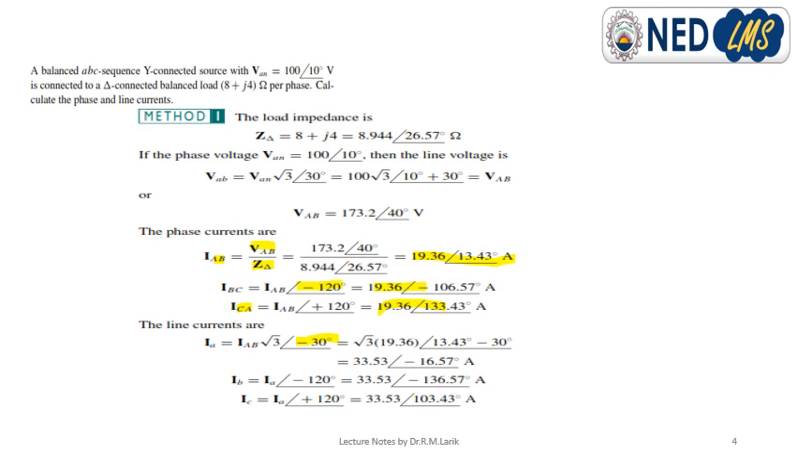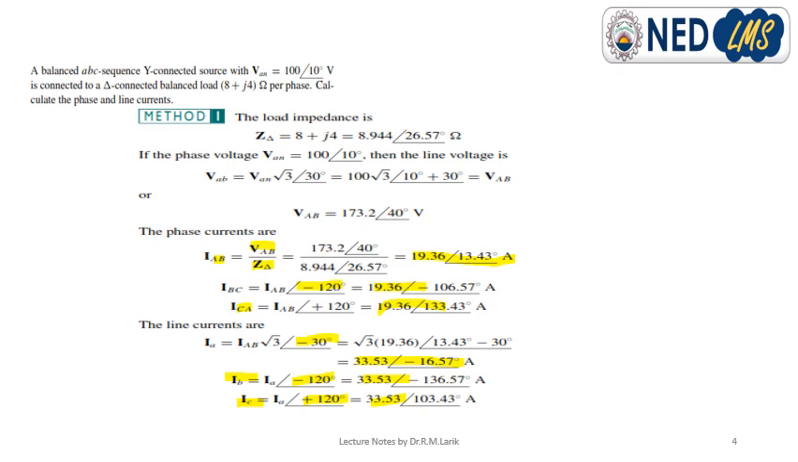The line current being larger, after multiplying by root 3, it comes 33.53 angle minus 16.57, and respectively you will calculate the other line currents, that is IB and IC, just by putting these values, that is minus 120, minus 240 or plus 120. So you will get the others. See, in this case also, all the values of line current being same with different phase angles, because it is a balanced system. So the magnitude of currents and voltages being same.